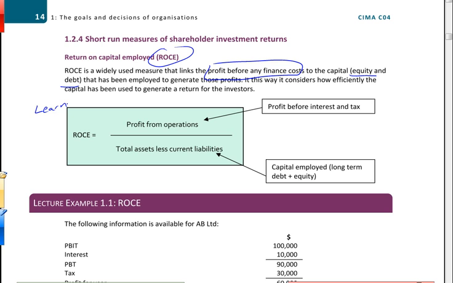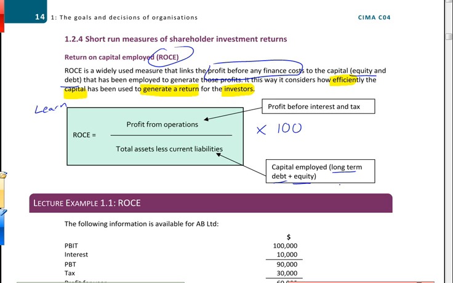Okay, so we're looking at how efficiently has the capital been used by the business to generate a return for its investors, the providers of capital. So we're looking at the profit from operations, profit before interest and tax, divided by the capital employed, and that is your total assets less your current liabilities, which can also be calculated as the long-term debt plus equity. And strictly speaking, we should multiply by 100 because it's a percentage measure.